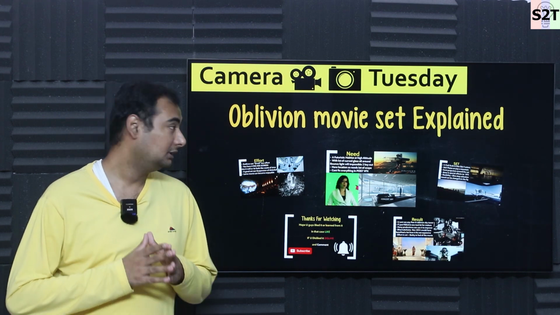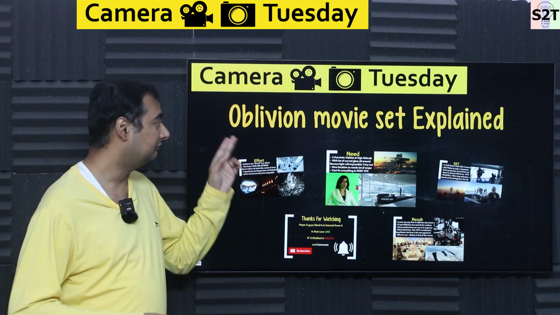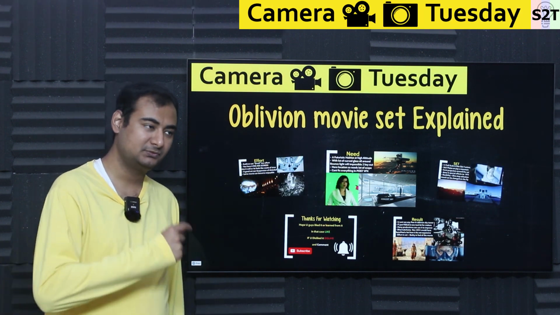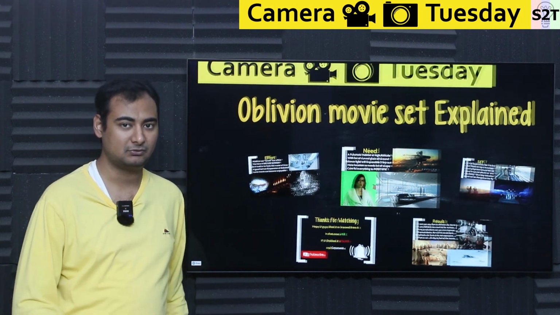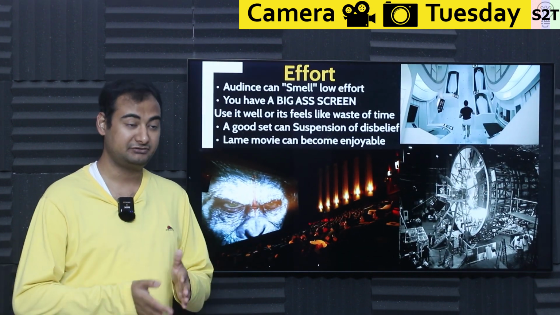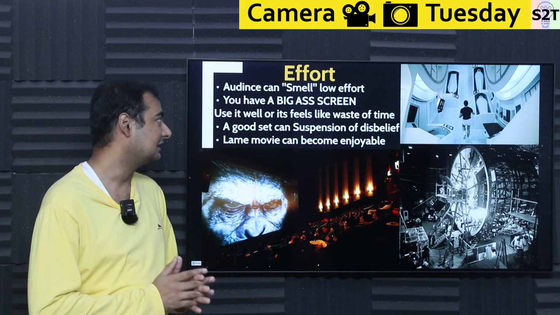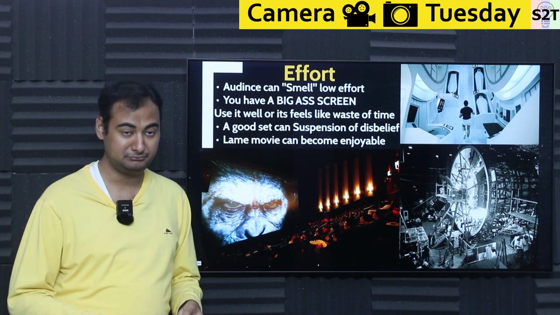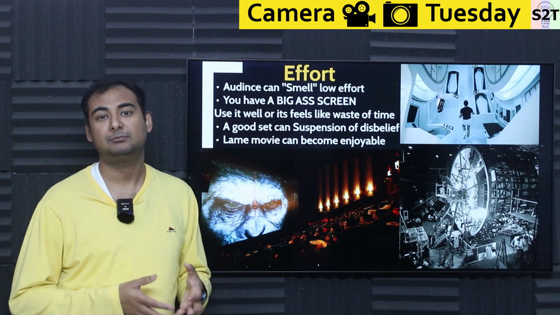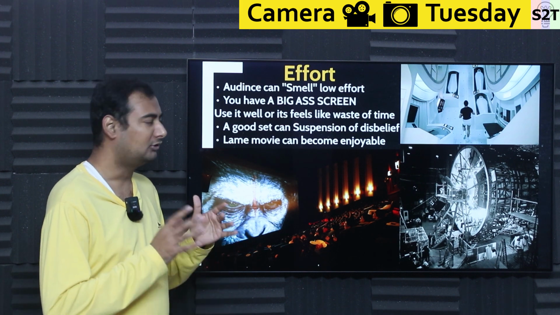In today's show, Camera Tuesday, we're going to talk about the Oblivion movie set explained, because even though this movie did not become a very big box office hit, it started a trend which became a very big trend in the future. So we have to understand this core aspect here. The core aspect is effort, meaning if you are not putting effort into your movie, the audience can smell it.